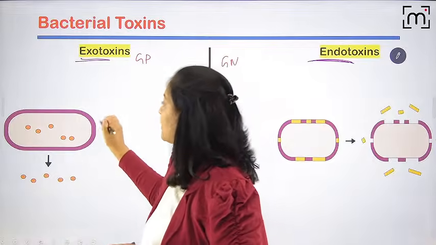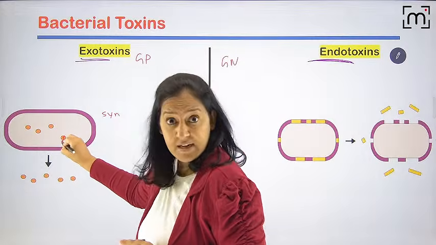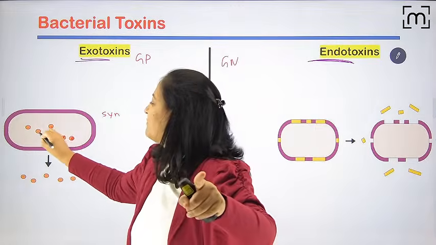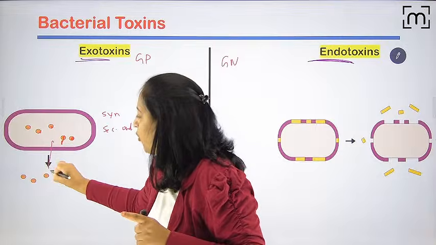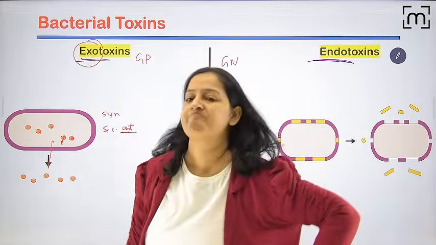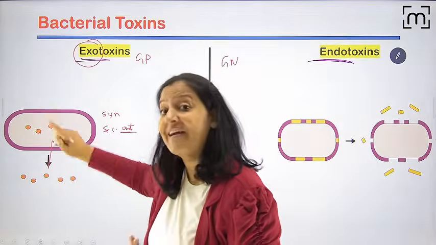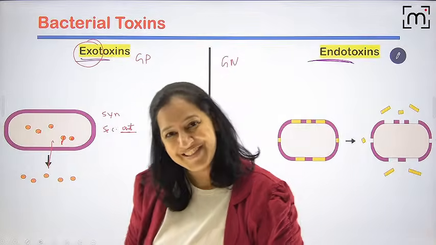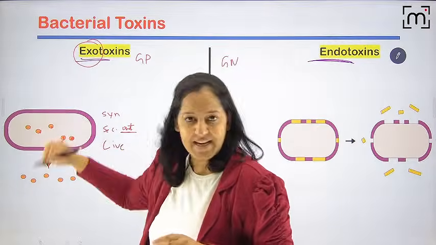Okay. Here the toxin is synthesized inside the cytoplasm of the bacteria, and it is secreted out afterwards. Since it is secreted out, that's why it is known as exo. Exo means out. Okay, it is synthesized inside the bacteria and then secreted out. Got it? Yes or no? See here, it is a live bacteria. It is synthesizing and secreting out.